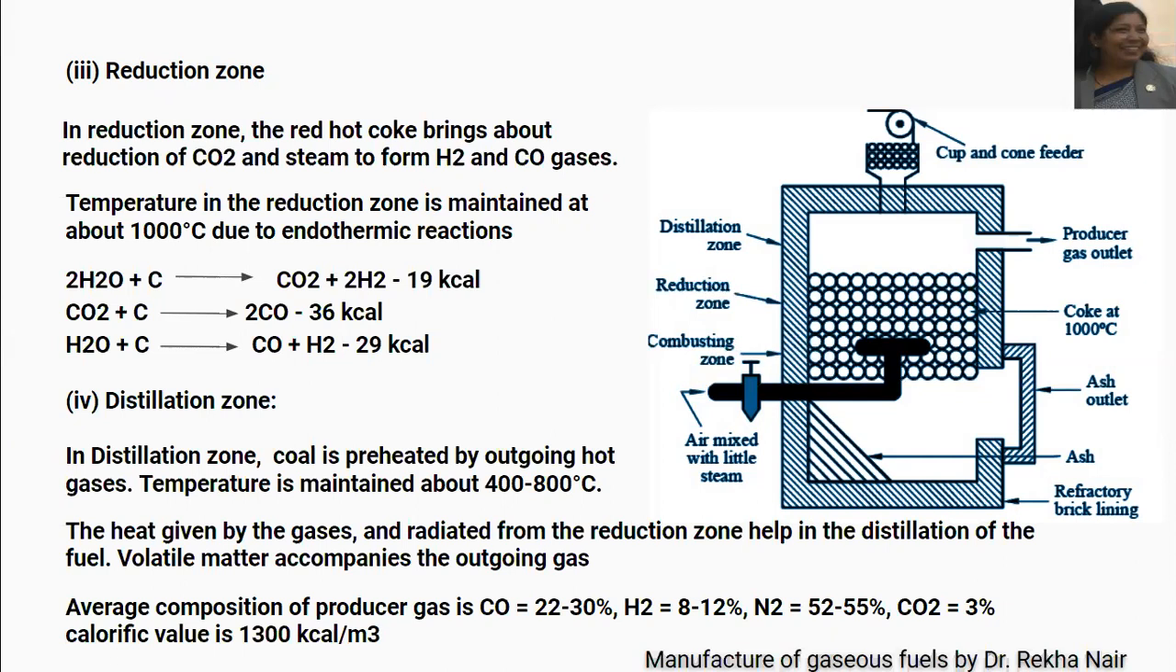As for the composition of producer gas, the combustible gases: carbon monoxide is 20 to 30%, hydrogen is 8 to 12%. Among the non-combustible gases, carbon dioxide is in lesser amount, 3% only, but nitrogen is 50 to 55%. Because of this, the calorific value is only 1300 kilocalorie per meter cube.